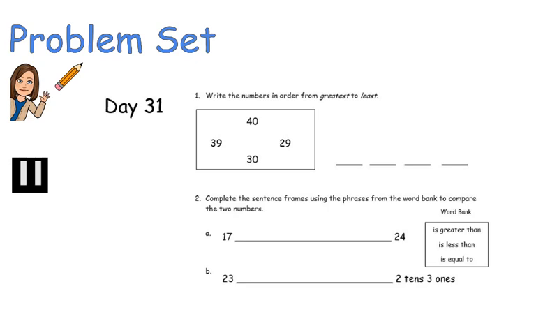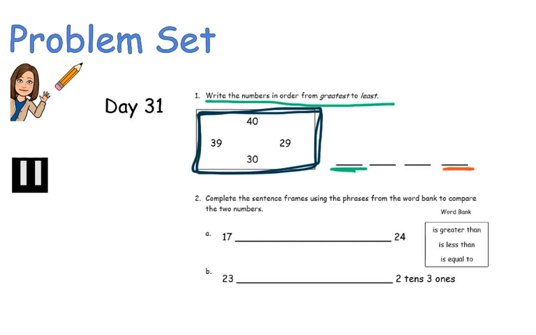All right, so here's our first problem in our problem set. Number 1 says, write the numbers in order from greatest to least. So the biggest number is going to go here, and the smallest number is going here. You're going to use the numbers in this box. So we have 40, 39, 29, and 30.